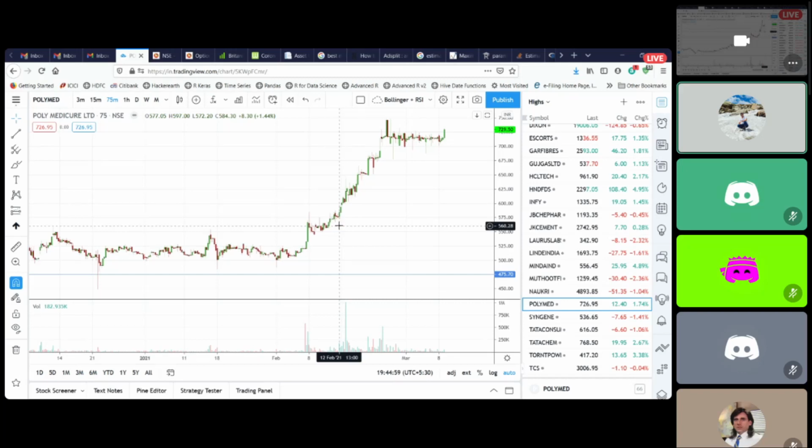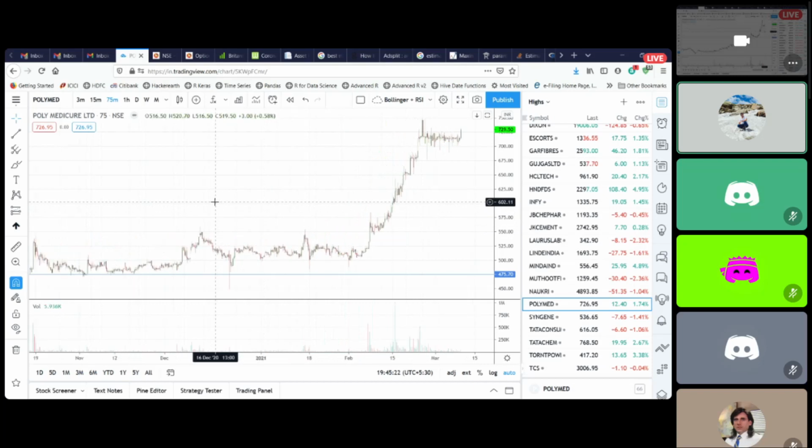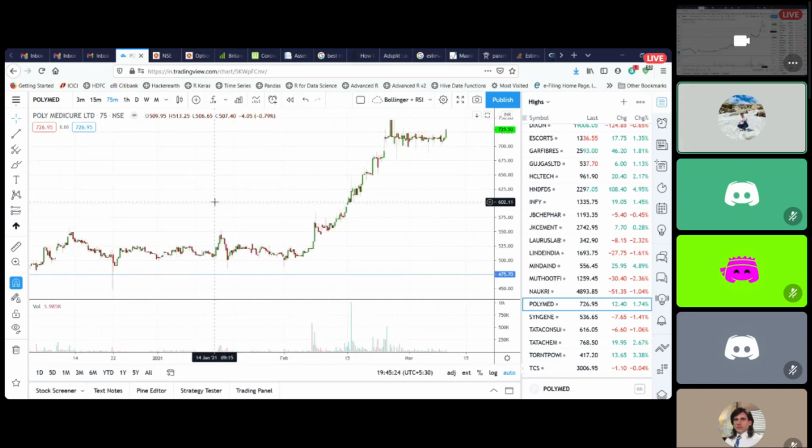No. See, 2020 was a very, very peculiar and outlier year. These kinds of crashes that we saw will usually happen once in probably a decade. The last big crash that we had was 2008 and now 2020. After 12 years, we saw such a big crash. So the entry points that you got after this crash were extremely wonderful.